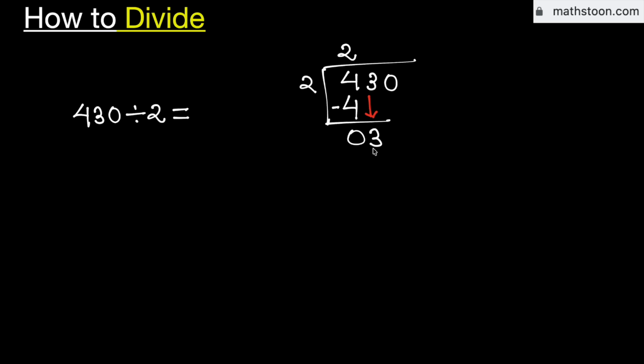We know that this is the number 3. So remove this 0. And we know that 2 times 1 is equal to 2. Subtract, we get 1. Now this 1 is less than 2. That is why we need to bring down this adjacent 0.